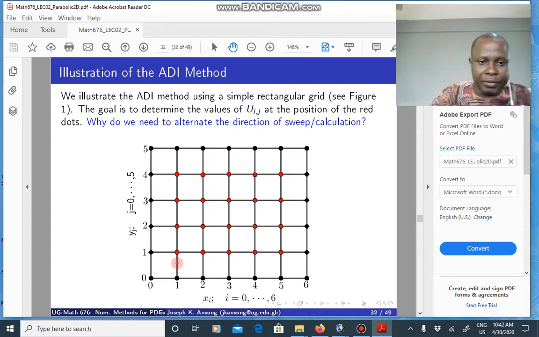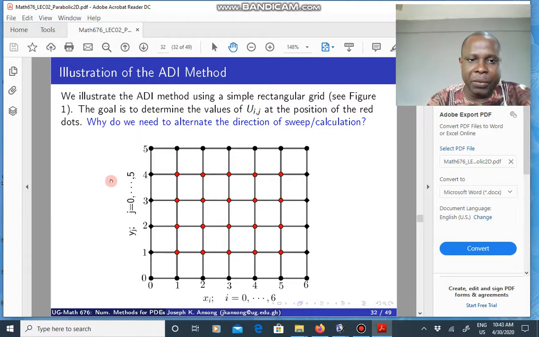We want to just take a stencil where I runs from 0 to 6 and then J from 0 to 5. And basically what you want to compute using this approach, the ADI method, is to compute these red dots or the nodes. You want U at the interior nodes, these guys.